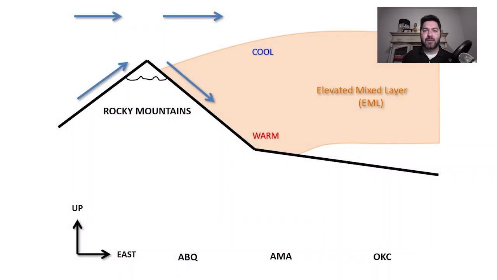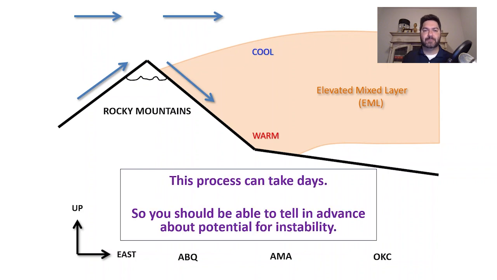So we can see here the development of the elevated mixed layer. You have the warm air at the base of the layer and the cool air at the top. So steep lapse rates, right? And the wind carries that air off the ground and transports it, or advects it, that's the meteorological term, over the moist layer to the east. That's why it is known as the elevated mixed layer. Now, this process can actually take days. So you should be able to tell pretty far in advance about the potential for instability.